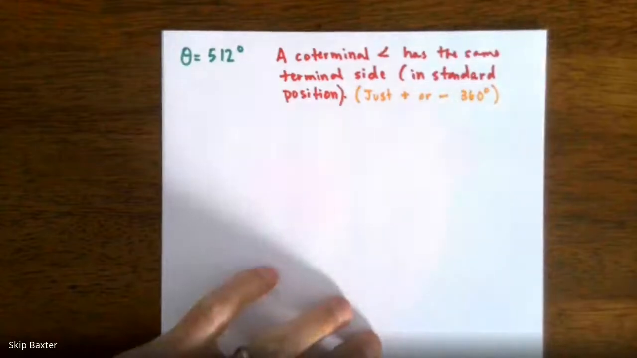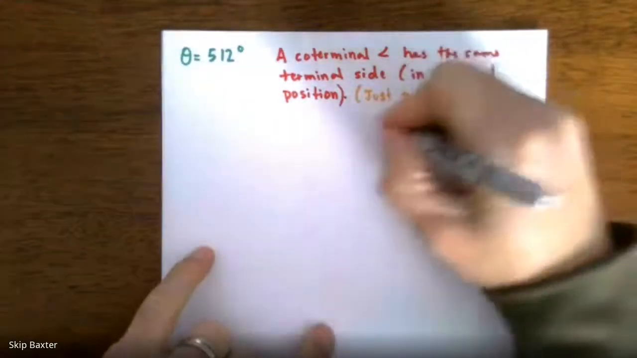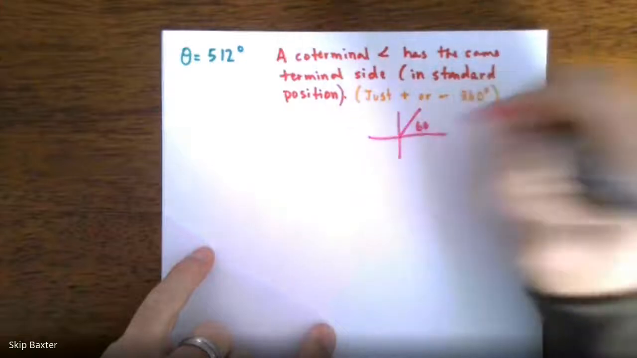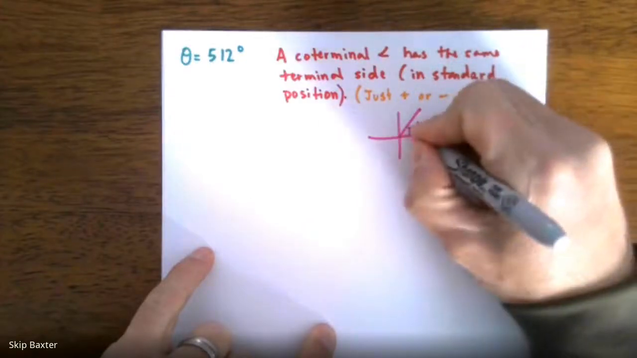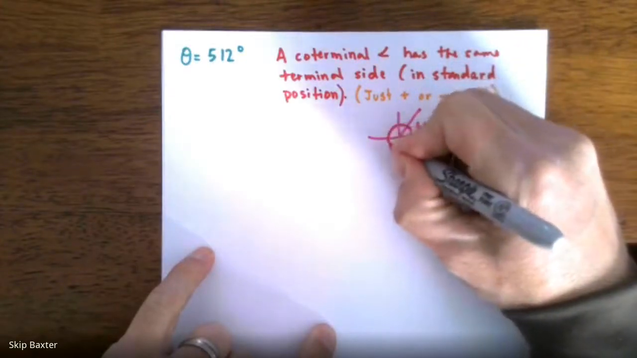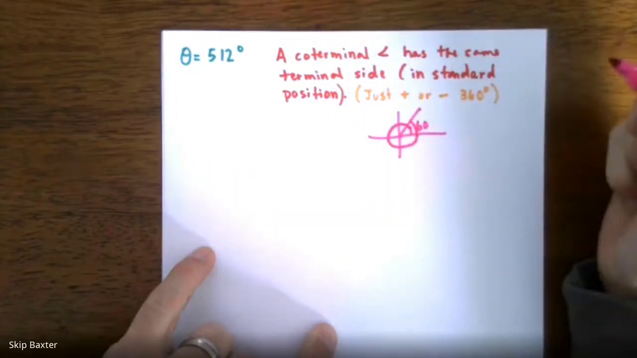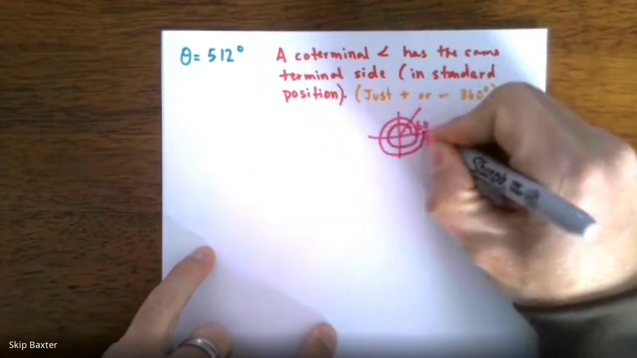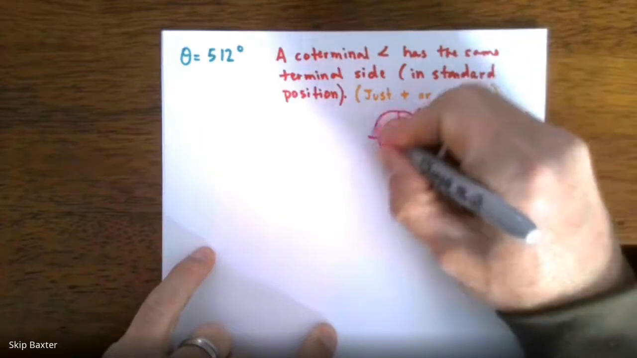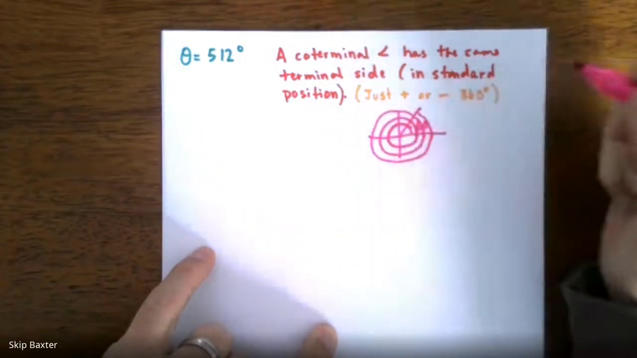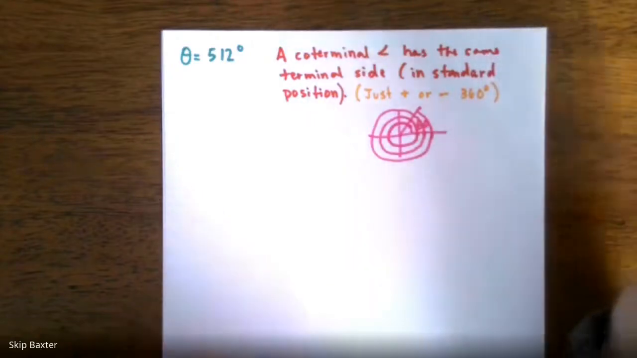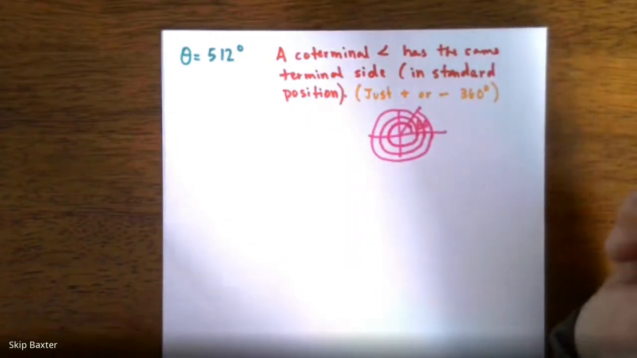So think about it. If I have, for example, a 60-degree angle like this, and I want a coterminal angle, all I want to do is rotate 360 plus 60. Or I could go 2 complete rotations plus 60, or 3 complete rotations plus 60, and so on. All those angles are going to end up in the same spot. They have the same terminal side.